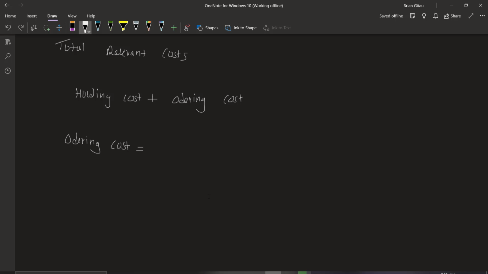So we have an annual demand of 2,000 units. And we saw our economic order quantity, the economic amount of units we should order, is 100. So we divide 2,000 by 100. This is 20 orders in a year. And we saw that each order will cost us 50 shillings. So this will be 1,000.